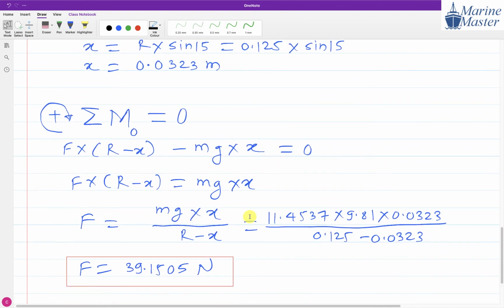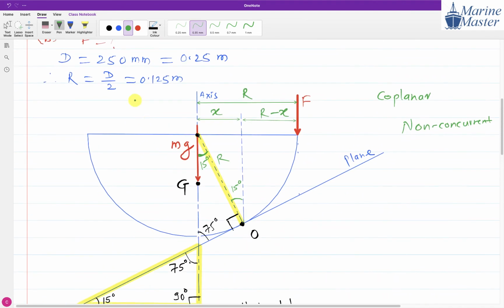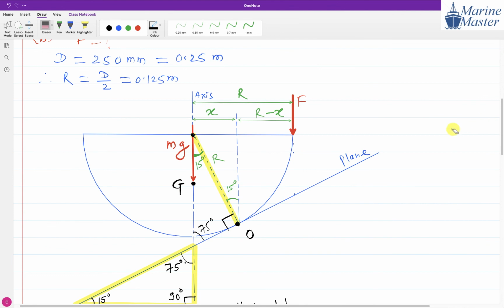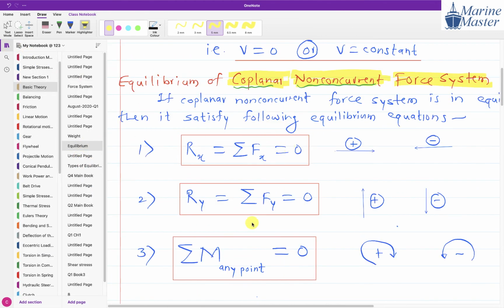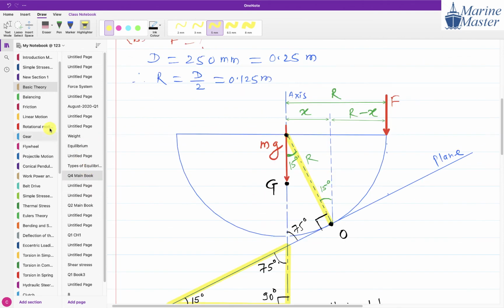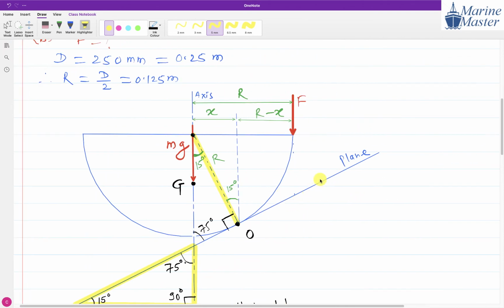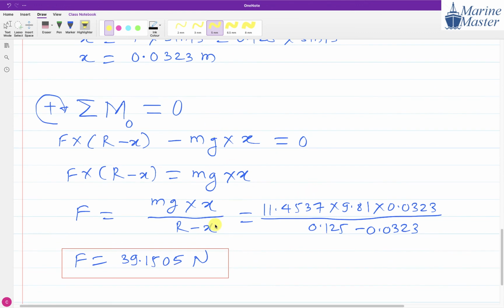And how do we come to know that this sphere is in equilibrium? This sphere is in equilibrium because it is stationary. As it is stationary, we know it is in equilibrium, and if any object is in equilibrium, then it satisfies the equilibrium equations. For a coplanar non-concurrent three force system, these three are the equilibrium equations. So before going further, please write down this discussion.